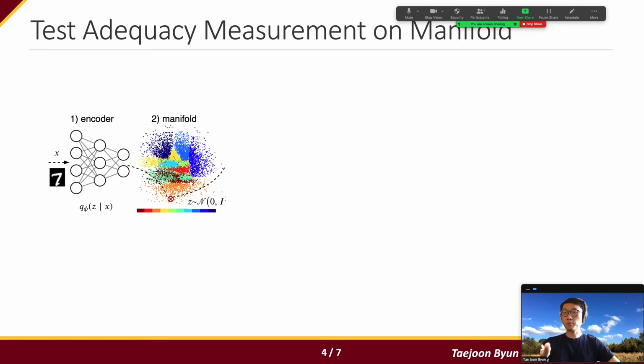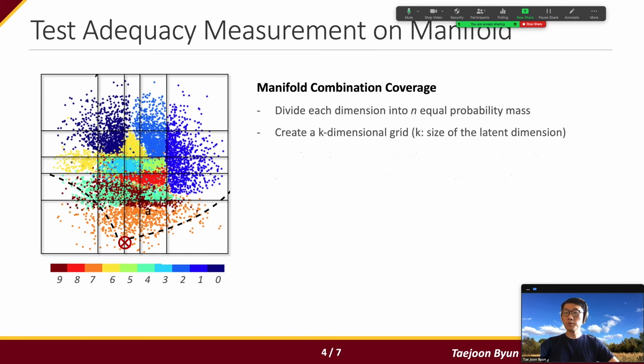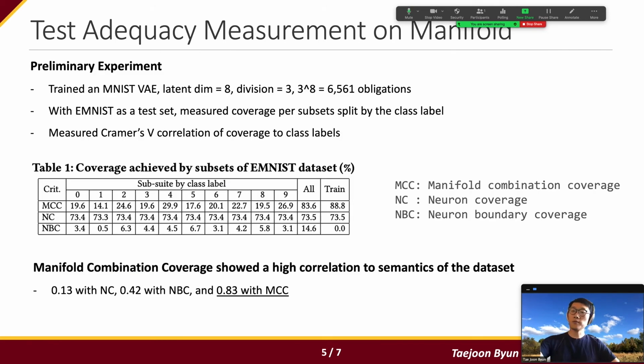With this variational autoencoder, the first idea we experimented is the test adequacy measurement. We took the encoder part and the manifold and sliced the manifold into n bins of equal data density per each dimension. For coverage measurement, we check how many of these bins have one or more encoded samples. So we trained a VAE for MNIST and ran the EMNIST dataset as a test suite for evaluation. We first divided the test suite by class and measured the coverage. We then measured the correlation of the coverage obligation to the class label as a representative semantic feature. The result shows that the manifold coverage has a stronger correlation to class labels than neuron coverage or neuron boundary coverage.